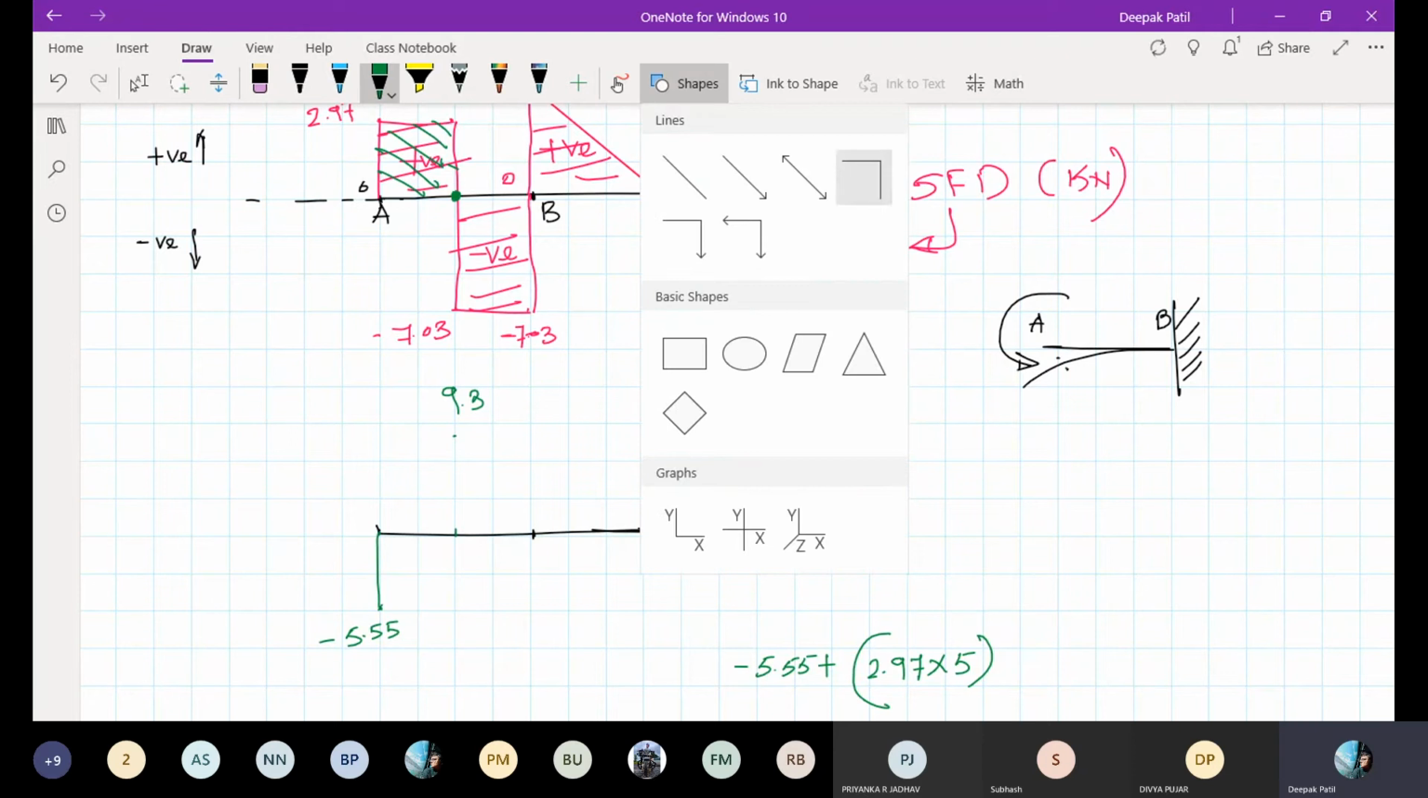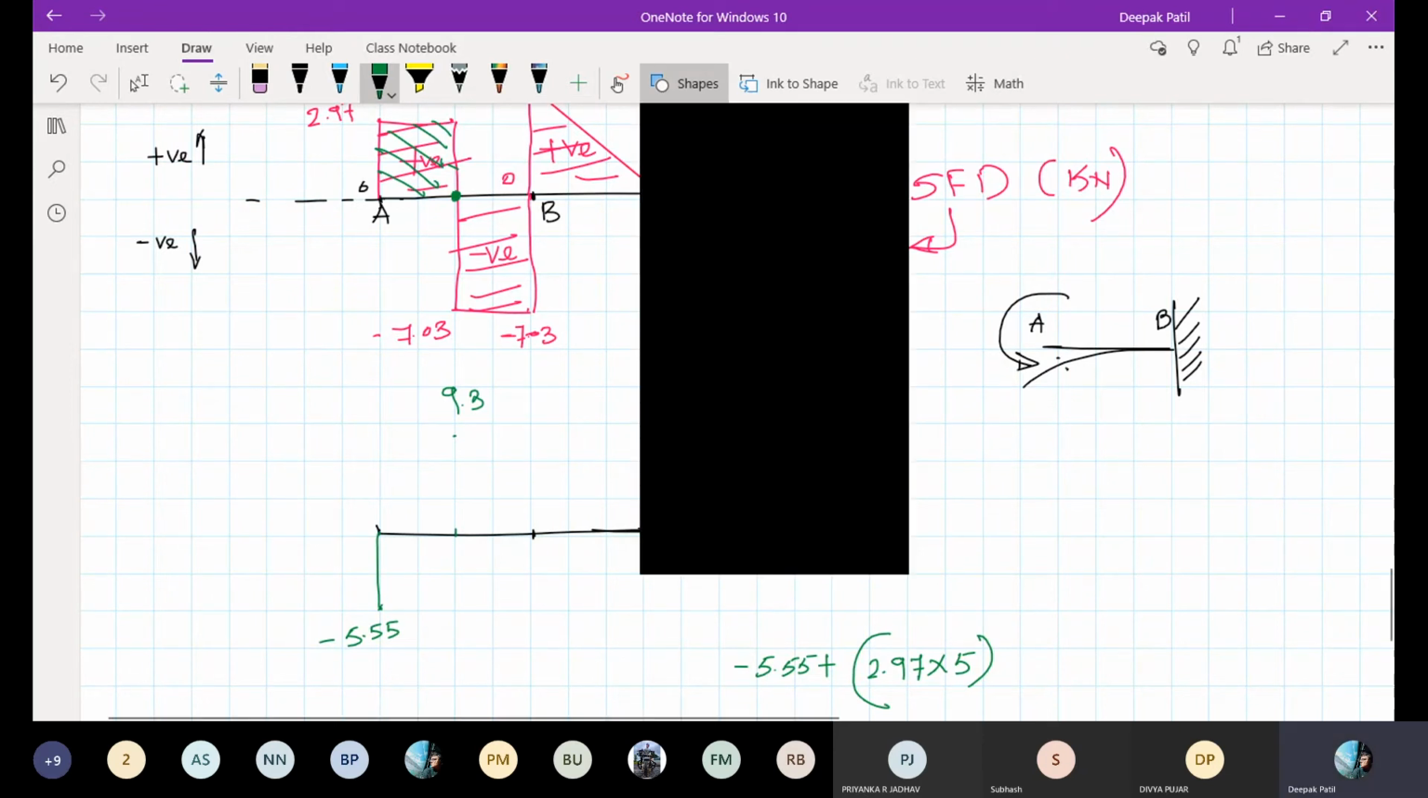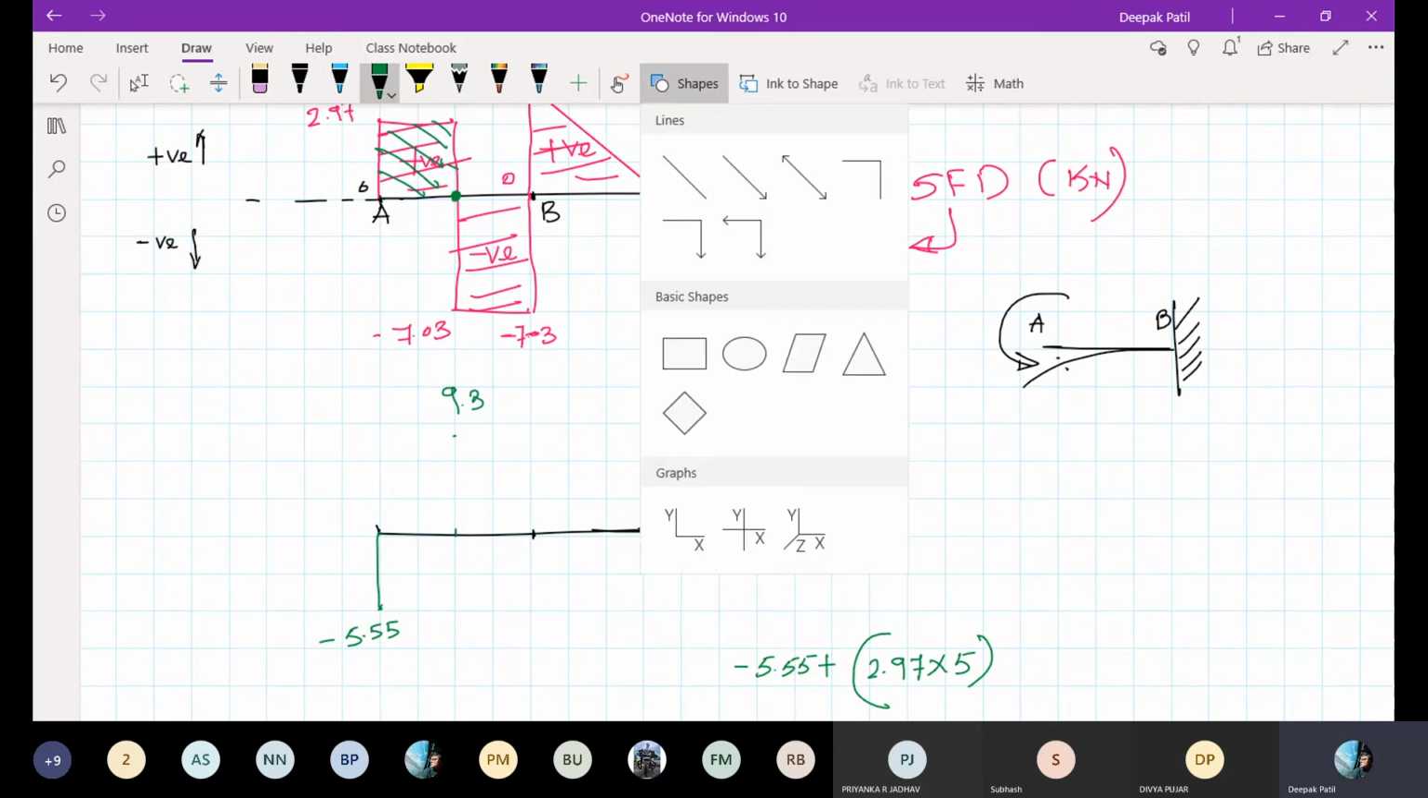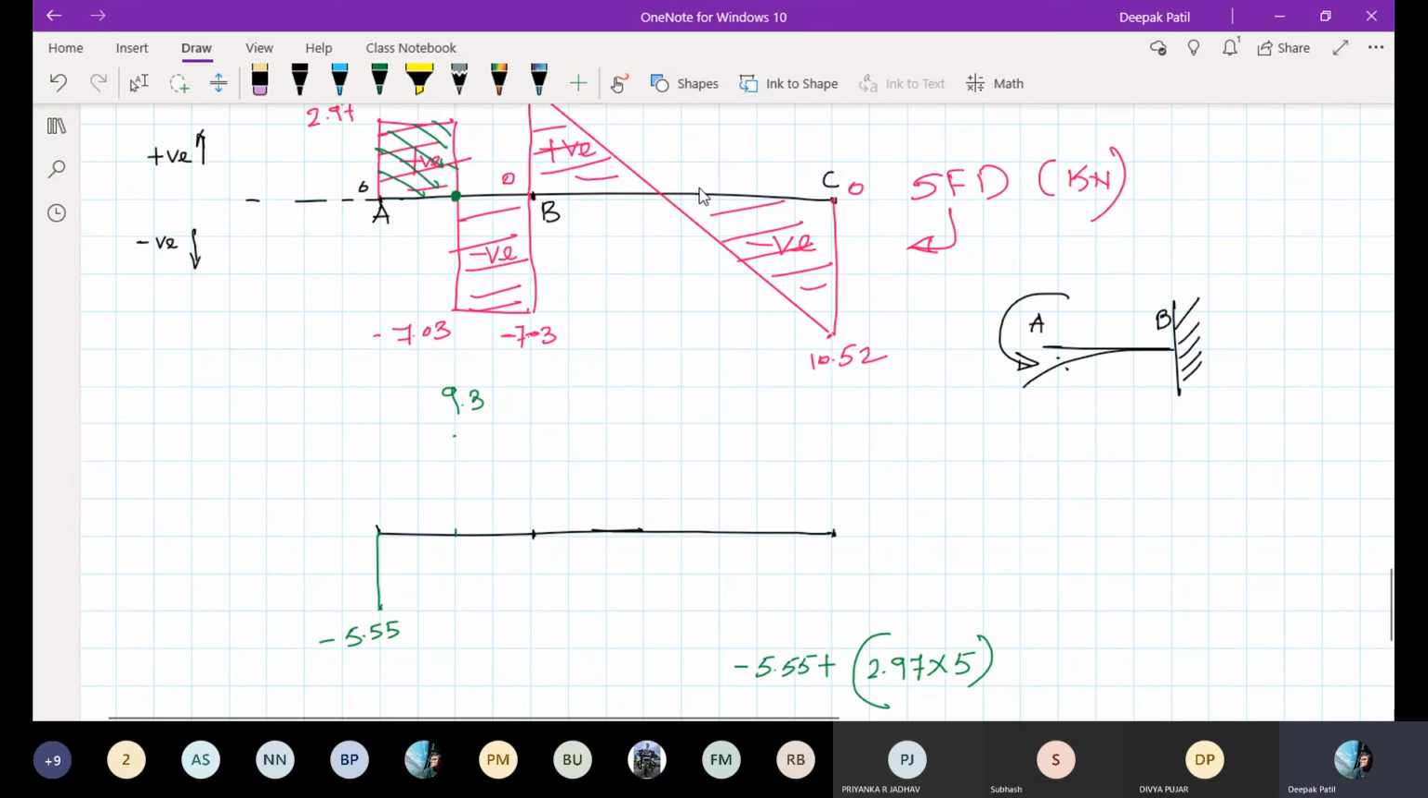Now, how will be the variation from this point to this point? Straight line, inclined, parabola, or what? Inclined line. Okay, it will always be an inclined straight line. Since it is a point load, it will be an inclined straight line. Okay, right. So now you have drawn this part.